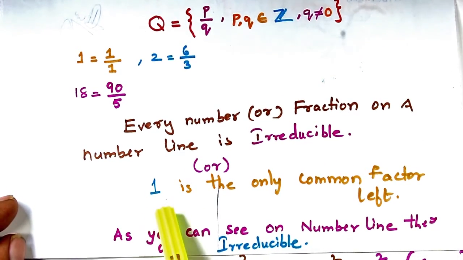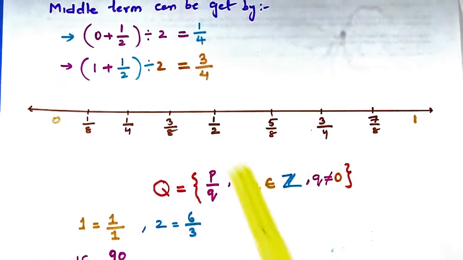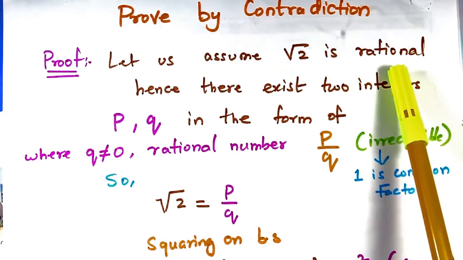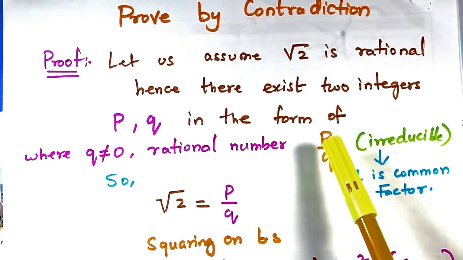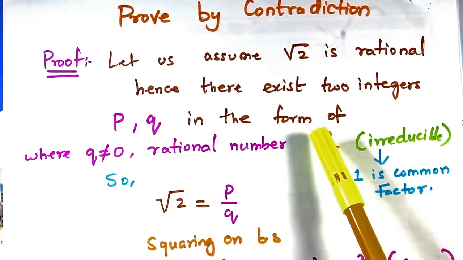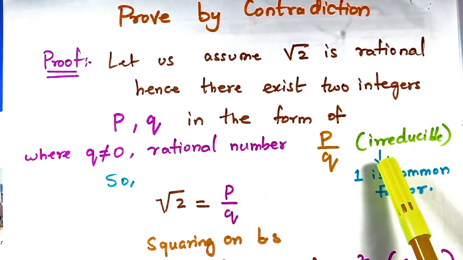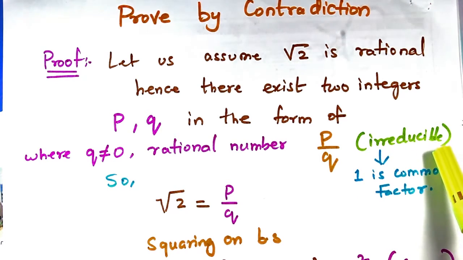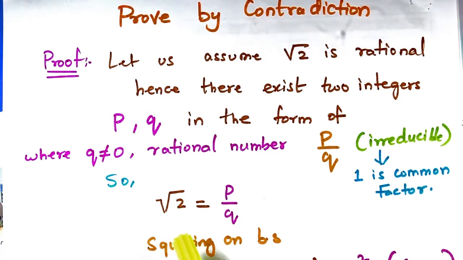That is, we are left with 1 as the only common factor left, which can divide these two types of numbers. All right. So now we are assuming that root 2 is a rational number. So that's why we are considering root 2 to have a fractional representation, and this fractional representation is in the least form, meaning it cannot be reduced even further. That means 1 is the common factor for that. So we are considering root 2 is equal to p by q.